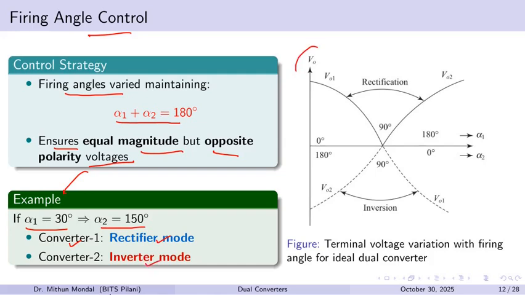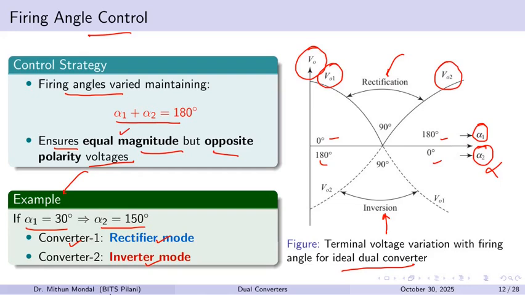If we see the terminal voltage variation with respect to the firing angle alpha for any ideal dual converter, we have a rectification mode as well as the inversion mode for the two firing angles alpha 1 and alpha 2 when we go from 0 to 180 degree and 180 to 0. So we have rectification as well as inversion of these voltages V01 and V02. Both have equal magnitude but opposite polarity.